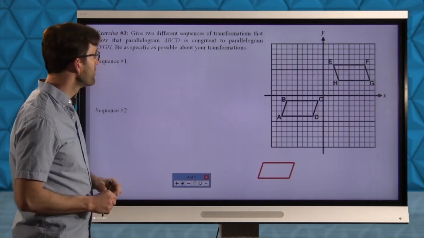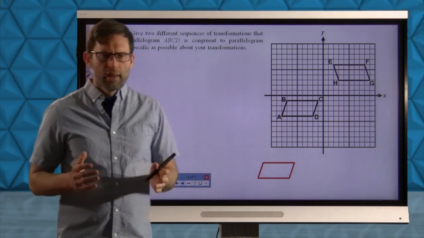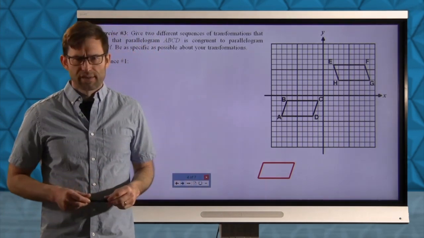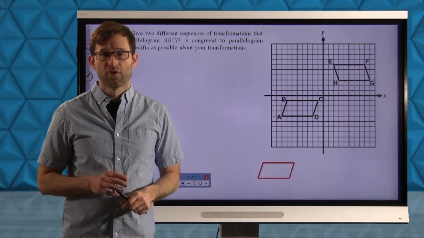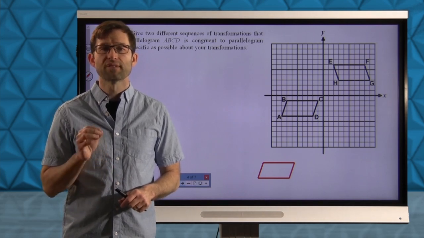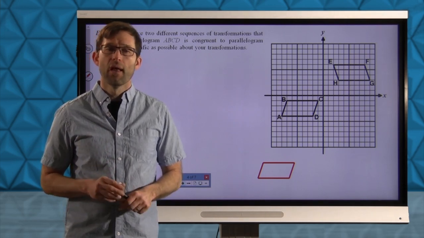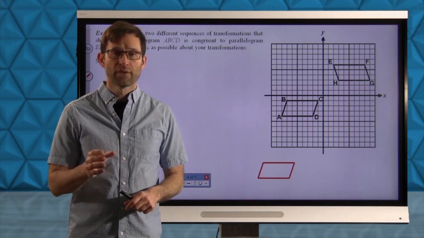All right, let's take another one. Okay. This is a very standard thing you're asked to do, and we did some of this back in Unit 2, which is to come up with sequences of transformations that will map one figure onto another one.